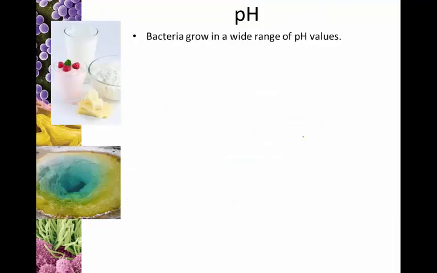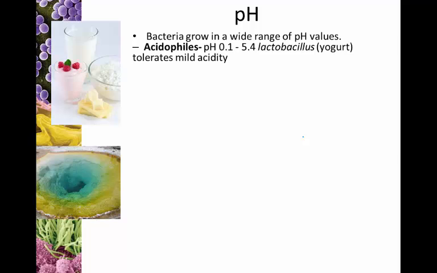So another factor, pH. Bacteria grow in a variety of pH values. We see what we term acidophiles. This is a nice one because the word and what it does is right in there: phile, to like, acido, acid. Acidophiles live in mildly or acidic pHs. The example I have here is lactobacillus. It tolerates a mild acidity. It's going to be happy somewhere around that 5.4 range, less happy around a pH of 2 or 1.